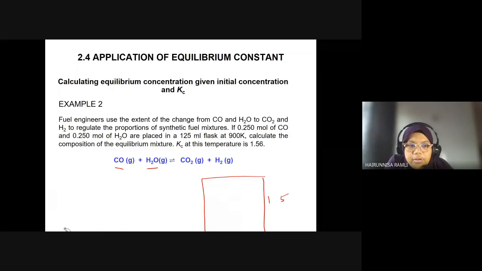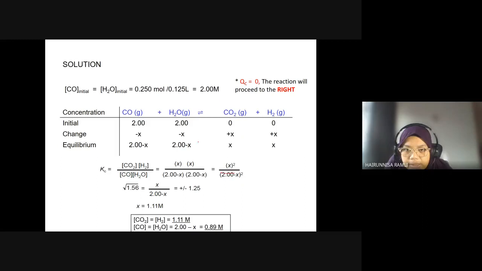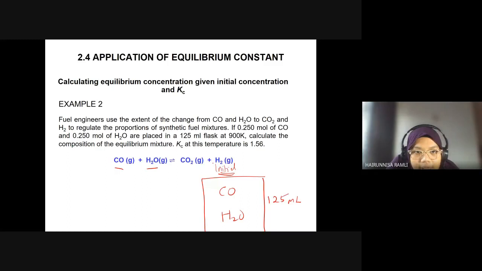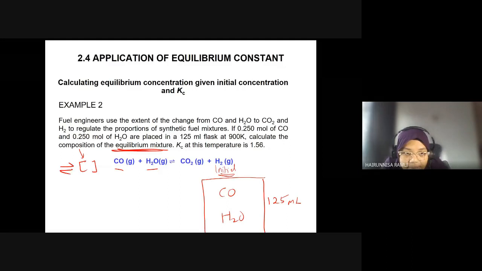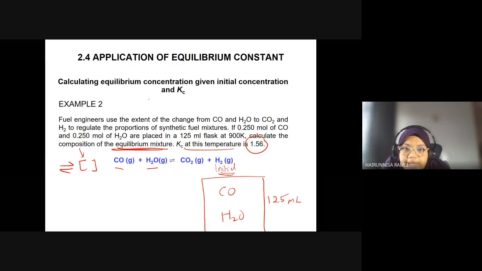125 ml. Lepas tu dia place apa tadi? CO and H2O. Initial. Calculate the composition of the equilibrium mixture. Equilibrium mixture. Maksudnya dia nak composition concentration at equilibrium. Kc at the equilibrium. Ha, nampak tak? Kat sini given Kc tau. Sebelum ni kita cari Kc. Now given Kc. Tapi you need to calculate at equilibrium pula.